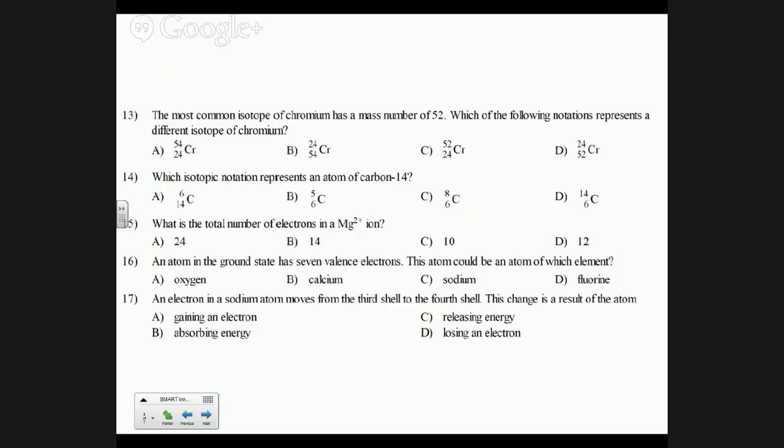13. The most common isotope of chromium has a mass number of 52. Which of the following notations represents a different isotope of chromium? All right, so you want the chromium symbol, and then you put the atomic number, and then up top will be the mass. So the atomic number has to be the same, but the mass can't be 52. It's got to be different than that. So which one is it? Choice A.